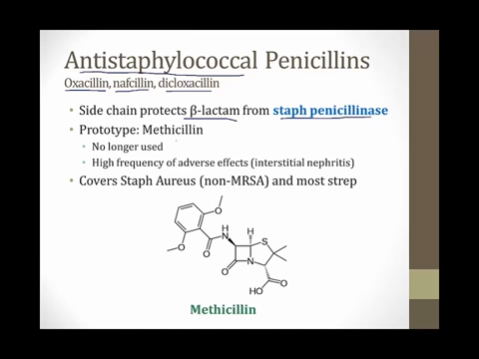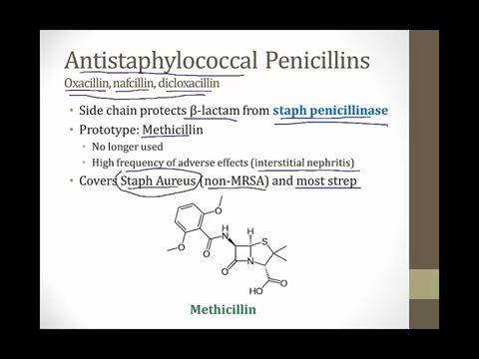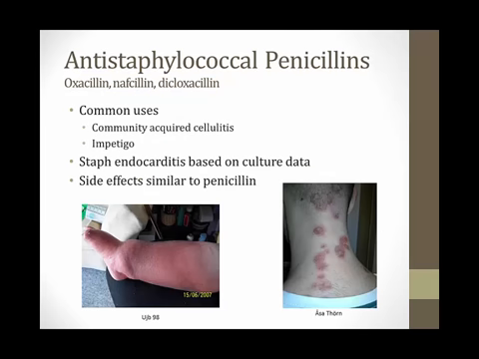The prototype drug in this class was methicillin, which is no longer used because it had a high frequency of adverse events, especially interstitial nephritis. These other drugs work just like methicillin without the adverse events, and they cover Staph aureus, not MRSA, not methicillin-resistant Staph aureus, but the methicillin-sensitive variants of that bacteria, and they also cover most strep. Basically, they cover the same bacteria as penicillin, but they're better at covering Staph aureus because they are resistant to the staph penicillinase. So if you remember that staph and strep are often found on the skin, it's easy to remember that these drugs are commonly used for skin infections.